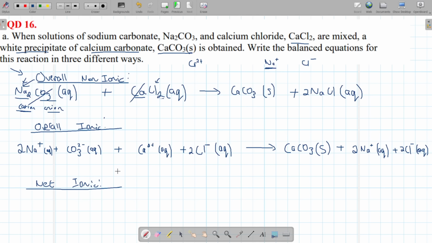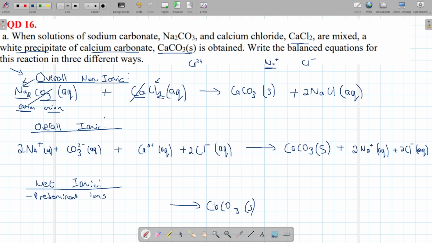The net ionic, in my opinion, if you get the other two, the net ionic will be very, very, very easy. Now, when you have a precipitation reaction, there's something we call predominant ions. The predominant ions are the ions that are contributing to the production of the precipitate. How you do it is you write down the precipitate. What is my precipitate here? The first thing you write is the precipitate. My precipitate is CaCO3, and it's a solid. And we don't write down a charge for this precipitate. CaCO3 solid.